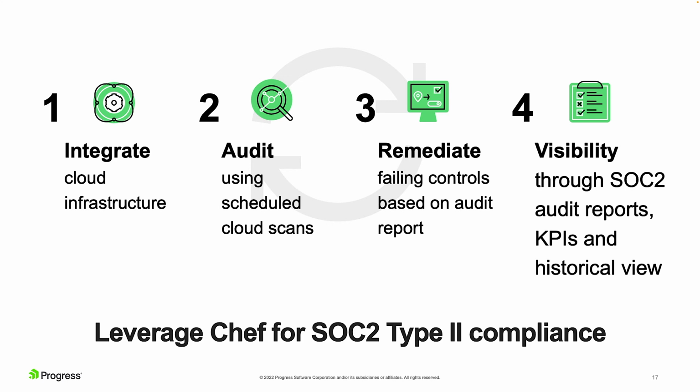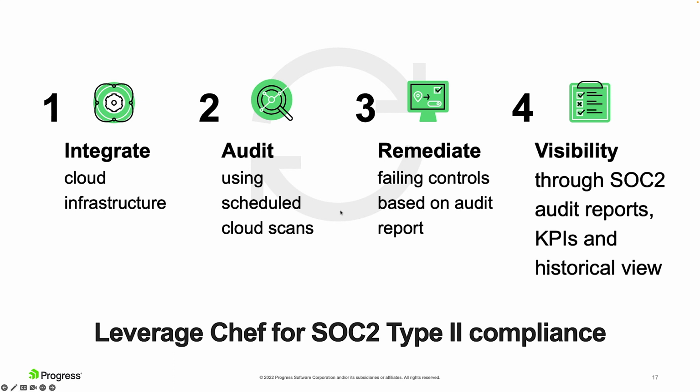This happens through audit reports that come every time a scheduled scan is run. You will have key performance indicators, like, do you have major controls which are failing? Do you need to take a look at specific controls? And you'll also get a historical view of what your SOC 2 compliance has looked like over a larger duration of time.